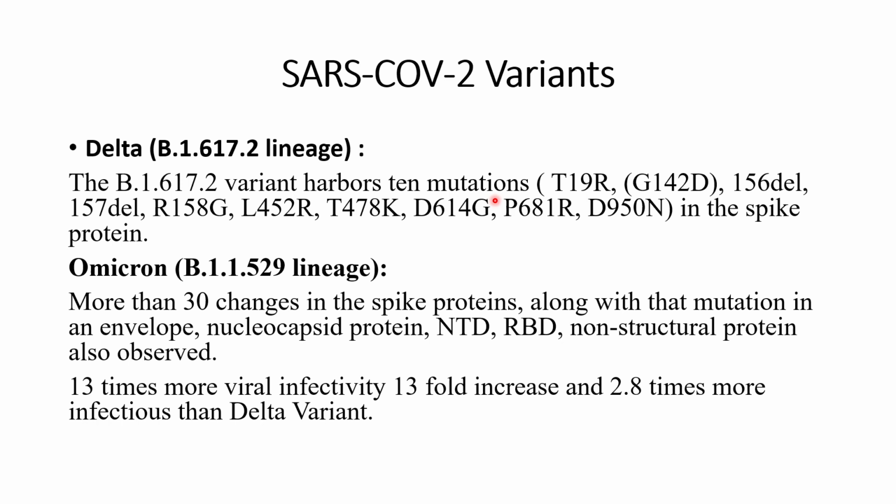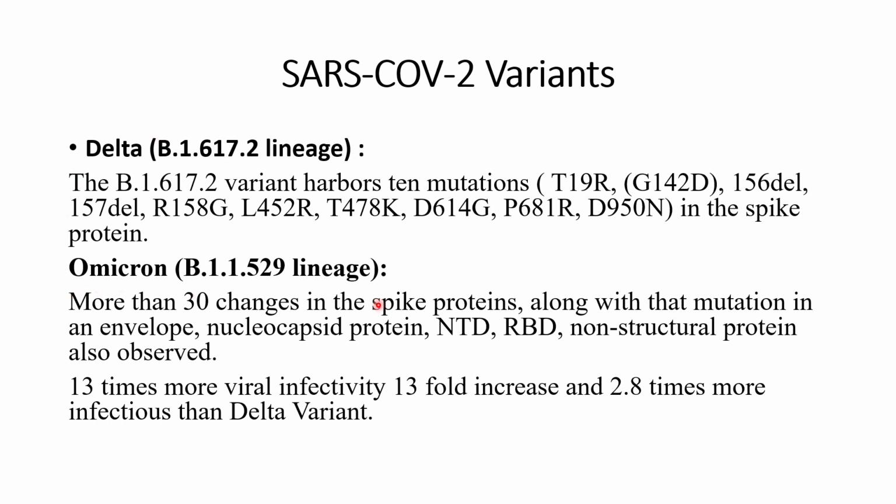This has around 10 mutations in the spike protein that are listed here, and this is one of the strongest variants at that point of time, with the highest infectivity and less neutralization by the antibodies. So this Delta variant was the major cause of concern at that point of time.